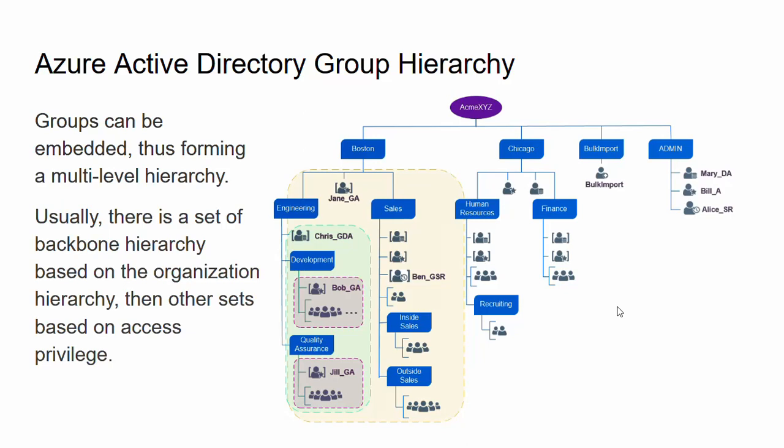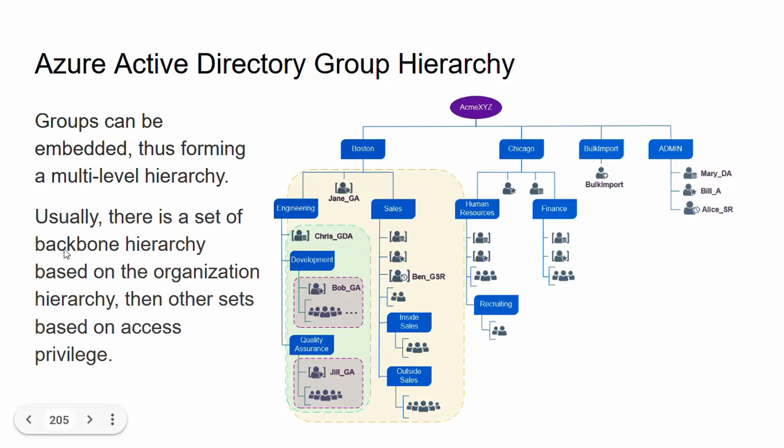In the Azure resource hierarchy, you have three different types of groups at different levels: management group, subscription, and resource group. Here in Azure Active Directory or Entra ID, you can have groups inside groups, thus forming a hierarchy that consists completely of groups. Then you add users to each group. Groups can be embedded, thus forming a multi-level hierarchy.